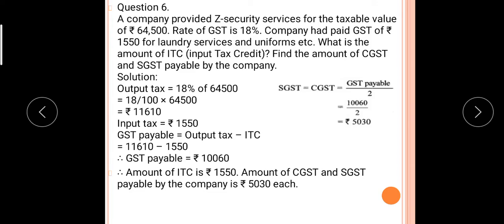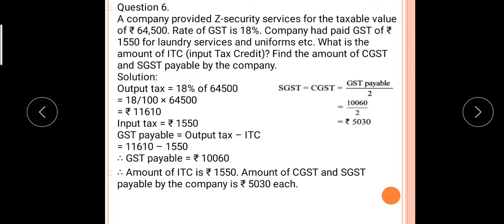Now the question number 6. A company provided security services for the taxable value of rupees 64,500. Rate of GST is 18%. Always remember that we are calculating the GST on a taxable value. The company has paid a GST of rupees 1,550 for the laundry services and uniform, etc. So what is the amount of ITC, that is input tax credit? Find the amount of CGST and SGST payable by the company.